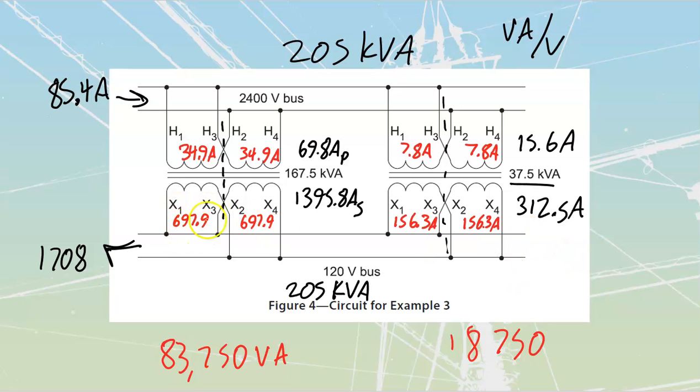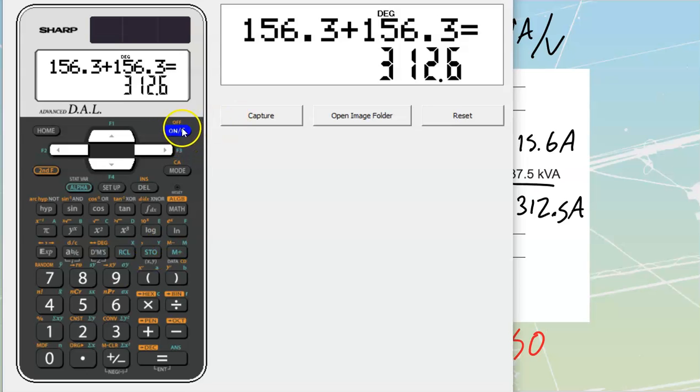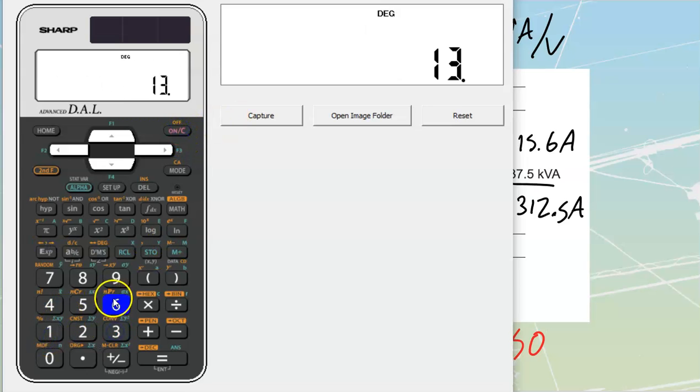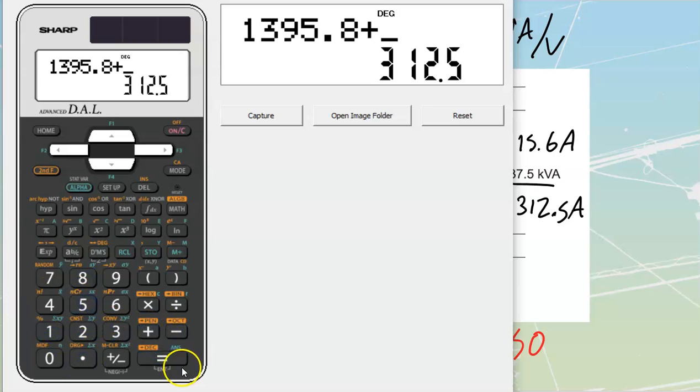This one is going to be the same thing. You take the 697.9, sorry, I struggle with this number for some reason, 697.9 plus the 697.9, and you end up with 1395.8. Even better, if you take each of your currents and add them all together, you are going to come out to 1708. We're just going to try that. 1395.8 plus 312.5 gets me to a value of 1708.